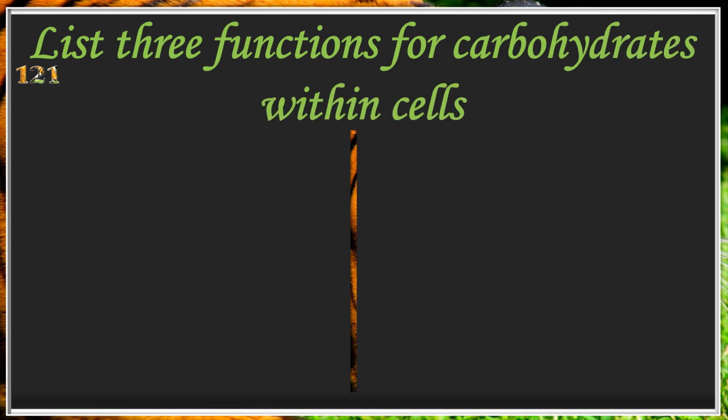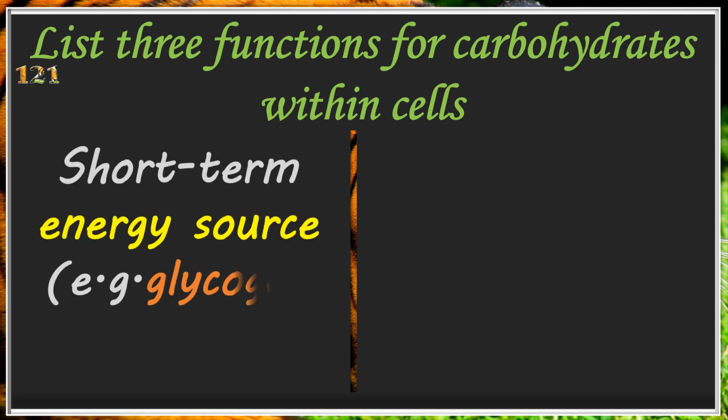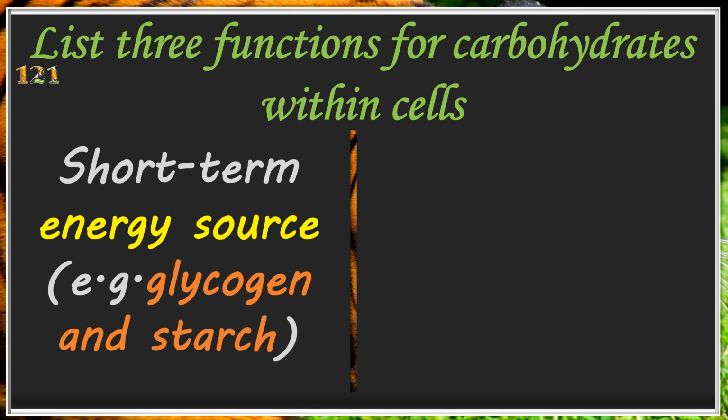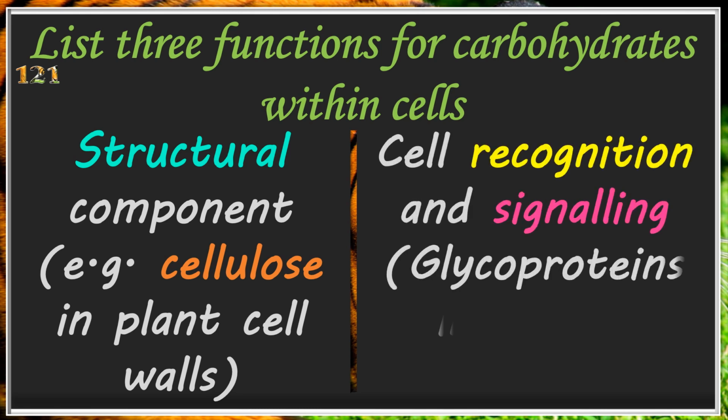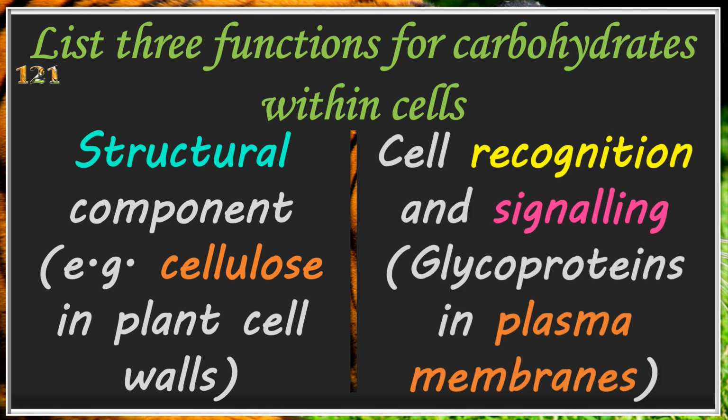List 3 functions of carbohydrates within cells. Short-term energy source, that is from glycogen and starch. Structure components, for example, cellulose in plant cell walls. There is cell recognition and signaling. Those are glycoproteins in plasma membrane.